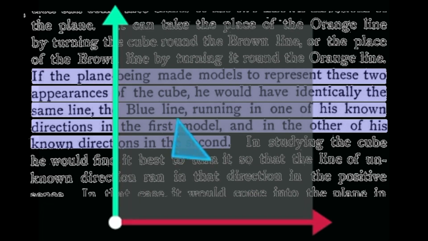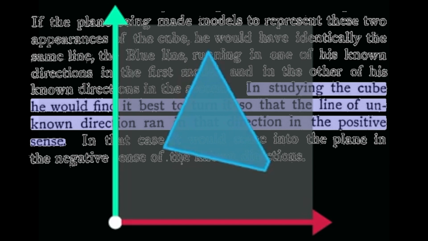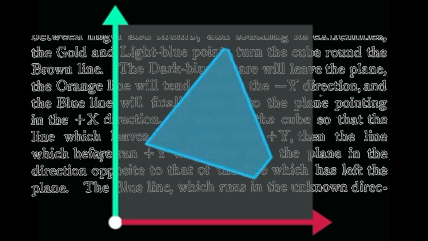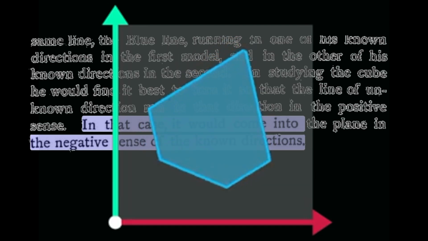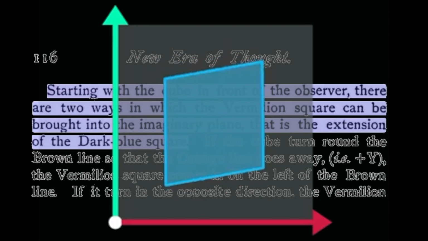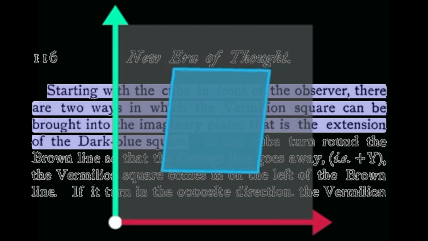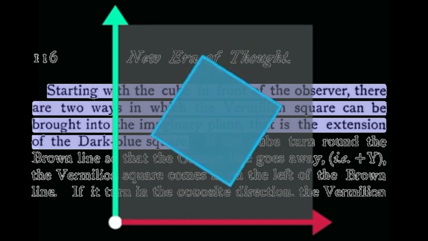In studying the cube, he would find it best to turn it so that the line of unknown direction ran in that direction in the positive sense. In that case, it would come into the plane in the negative sense of the known directions. Starting with the cube in front of the observer, there are two ways in which the vermilion square can be brought into the imaginary plane, that is the extension of the dark blue square.